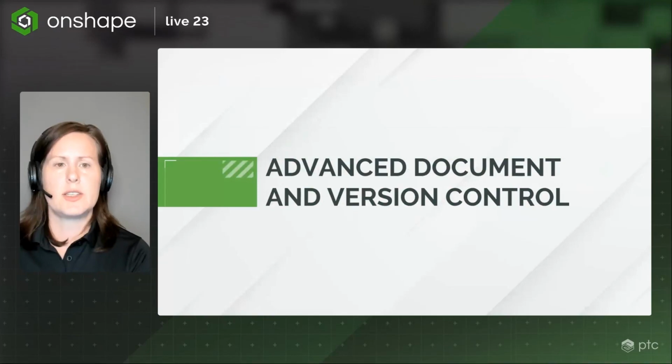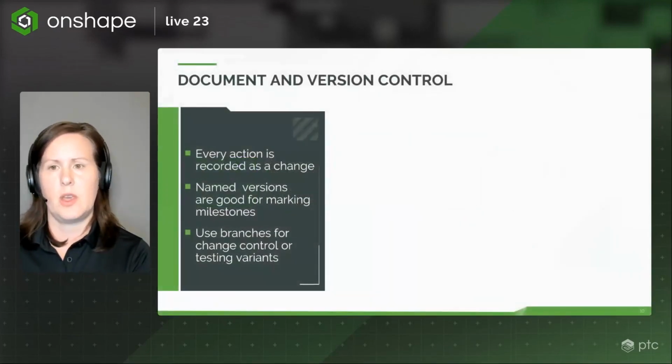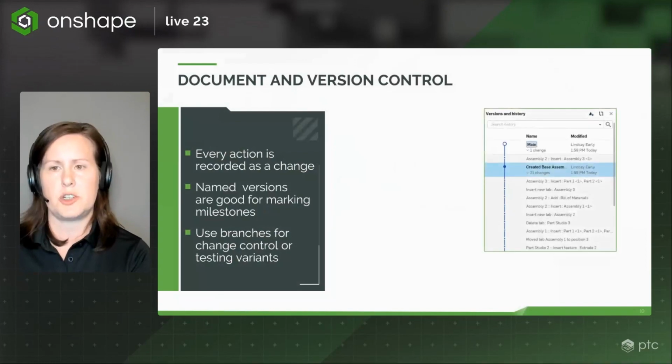So first, let's take a look at advanced document and version control. Version control is a powerful feature in Onshape. Every action in a document is tracked in the version and history graph shown here with the small blue dots.